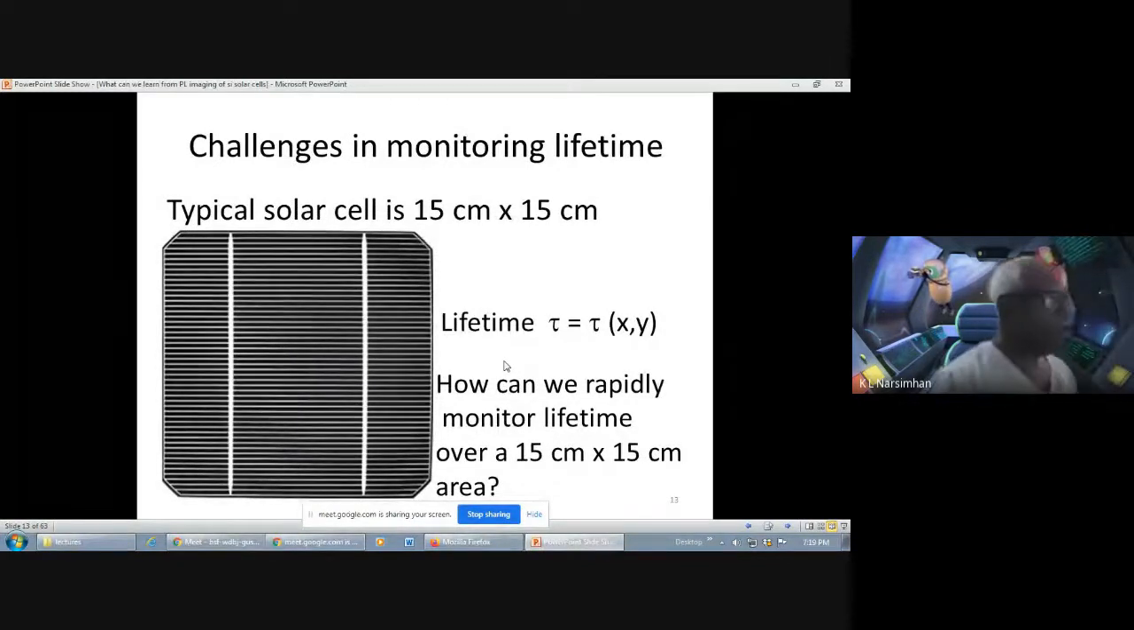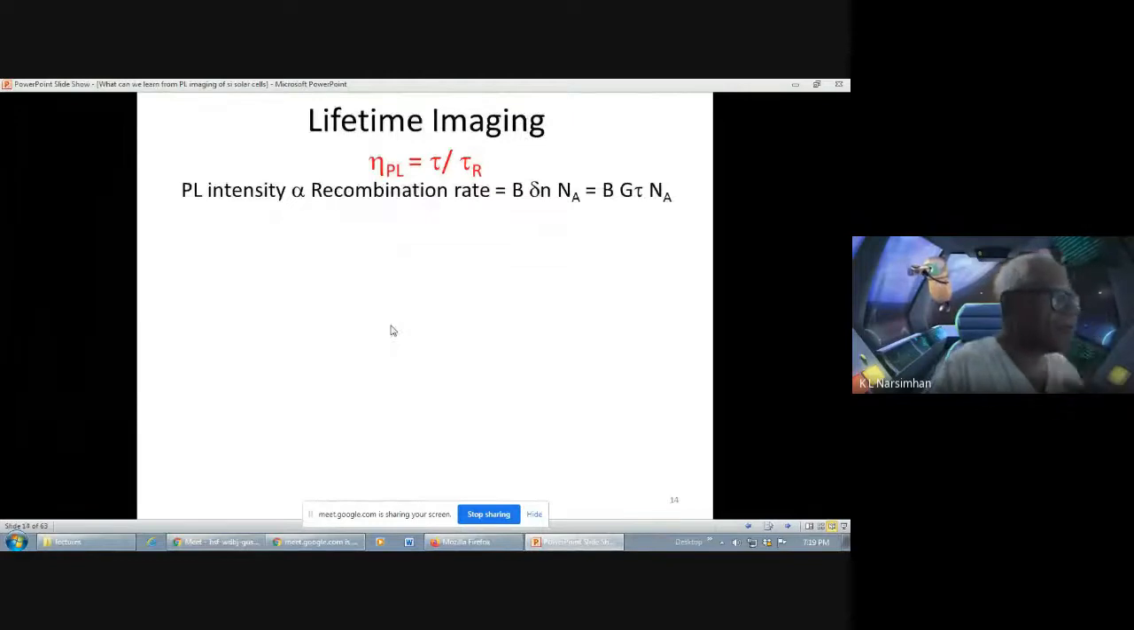So what we want to do is, if I told you a typical solar cell is of this dimension, we want to get, at every point on this silicon, the lifetime spatially. Lifetime is a function of X and Y. How can we rapidly monitor lifetime over such a large wafer in a very small time? And that is what imaging is all about.